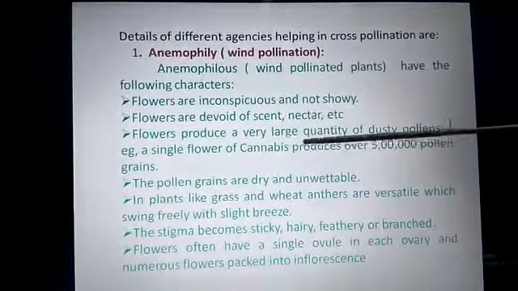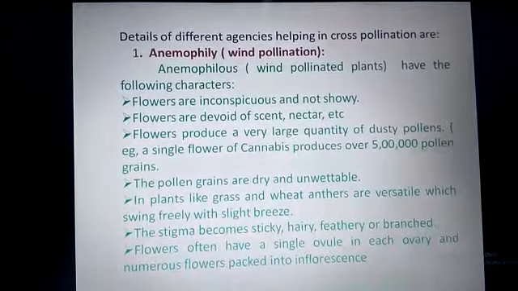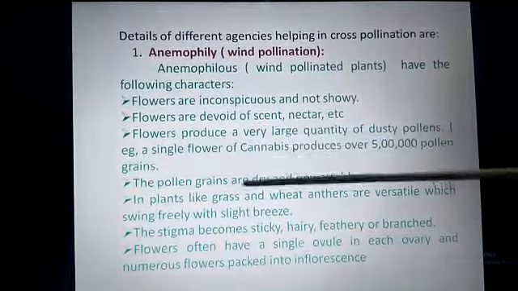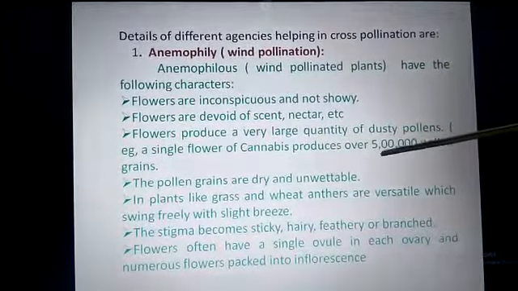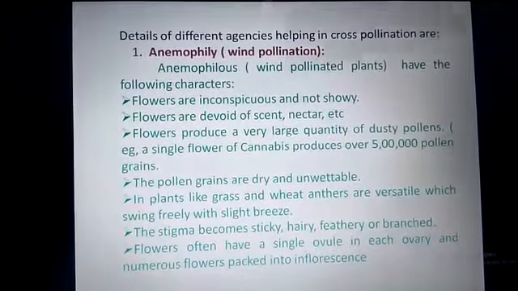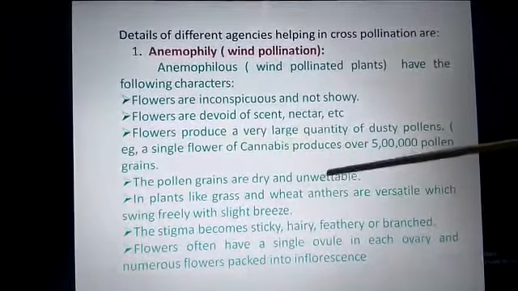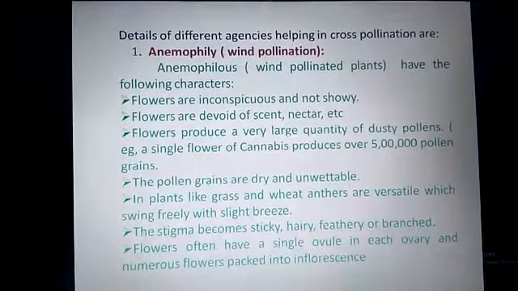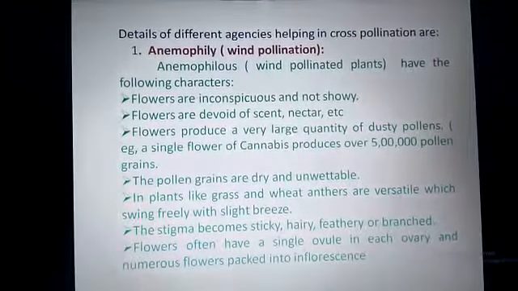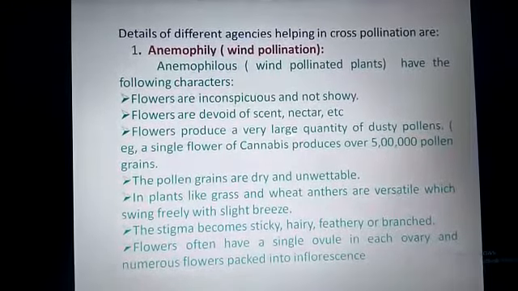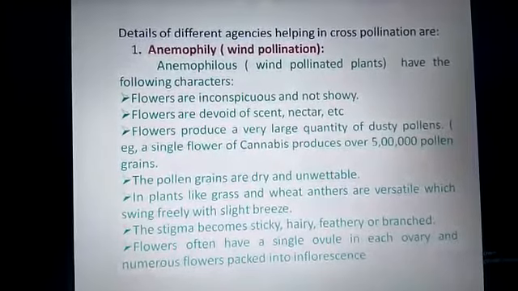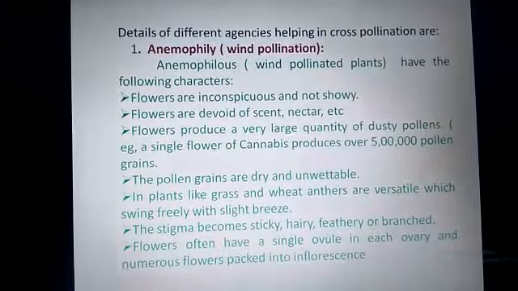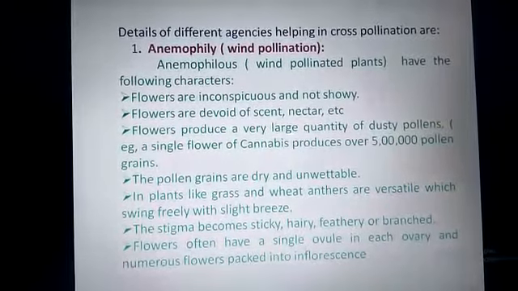So to compensate for that, a large quantity of pollen is produced. Let's take an example. A single flower of cannabis produces over 5 lakh pollen grains. The pollen grains are dry and unwettable. The pollen grains produced by anemophilous plants are usually dry so that they facilitate wind pollination. If the pollen grains are wet, then it will be difficult to fly with the current of wind.